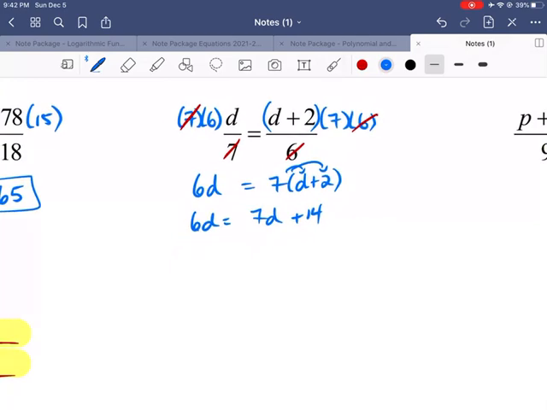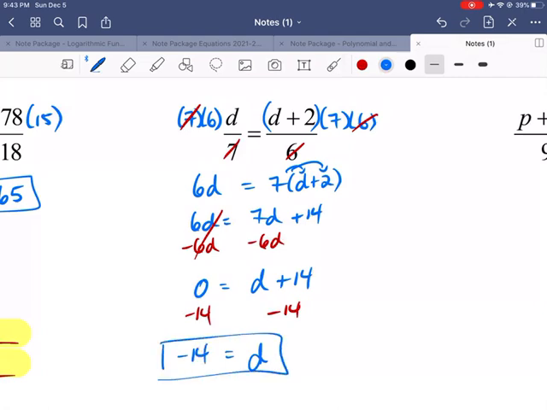Now we need to go ahead and solve this. 6d is less, so I'm going to subtract 6d from either side, and that makes a 0 pair. Now 7d minus 6d is d, and now we need to solve for d. So we're going to subtract 14 from each side. And we get negative 14.